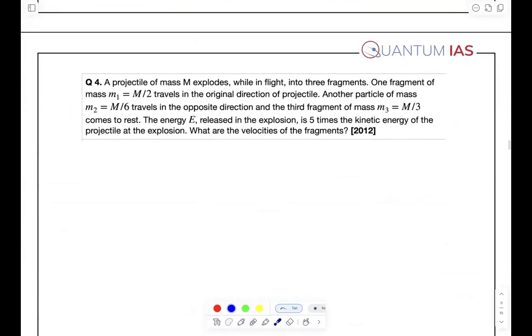Okay, let's come to question number 4. It says that a projectile of mass m explodes while in flight into 3 fragments. One fragment, m1, travels in the original direction of the projectile. Another particle of mass m2 travels in the opposite direction, and the third fragment m3 comes to rest. The energy released in the explosion is 5 times the kinetic energy of the projectile before the explosion. What are the velocities? From here you can understand that it comes from conservation of momentum and energy. So we are using conservation laws here, right? First we need to understand this.